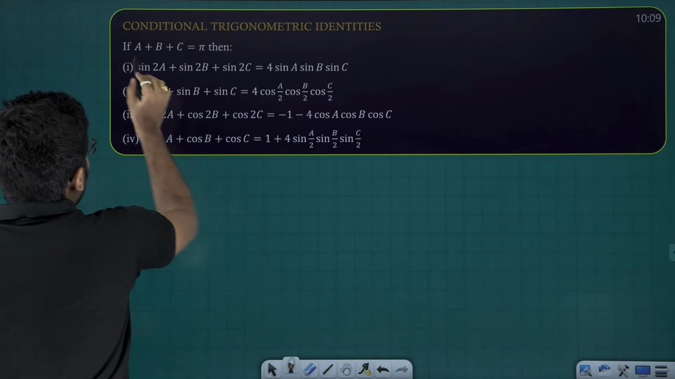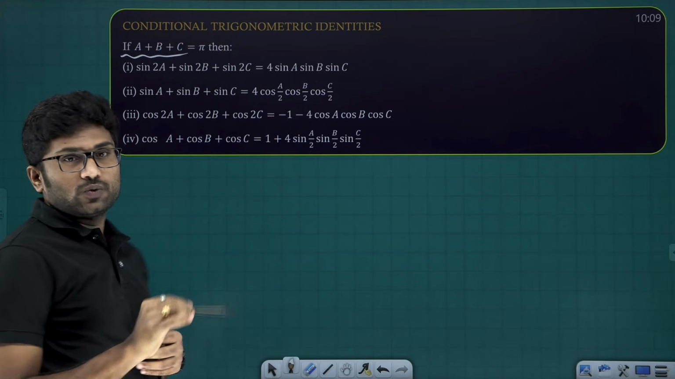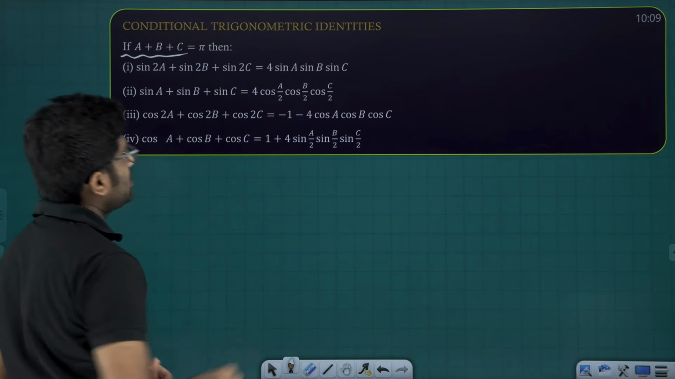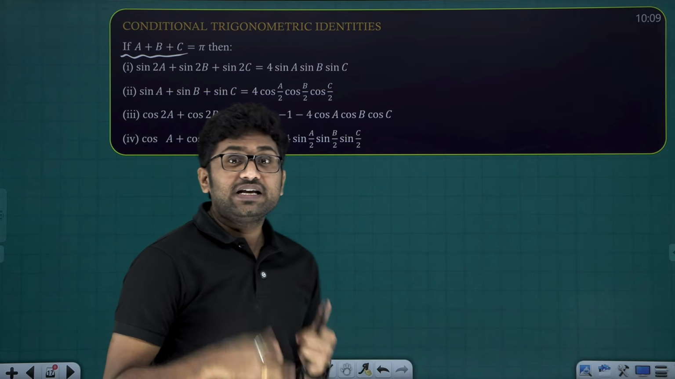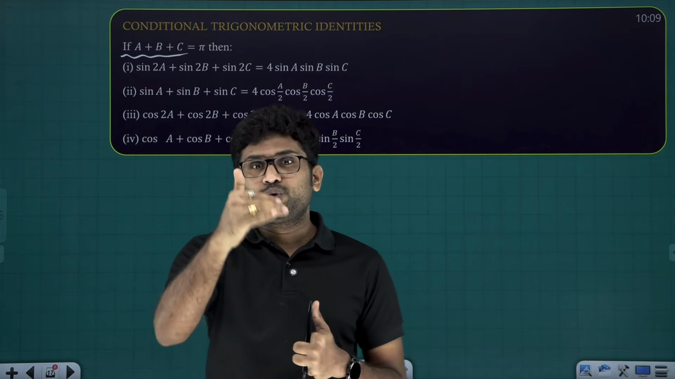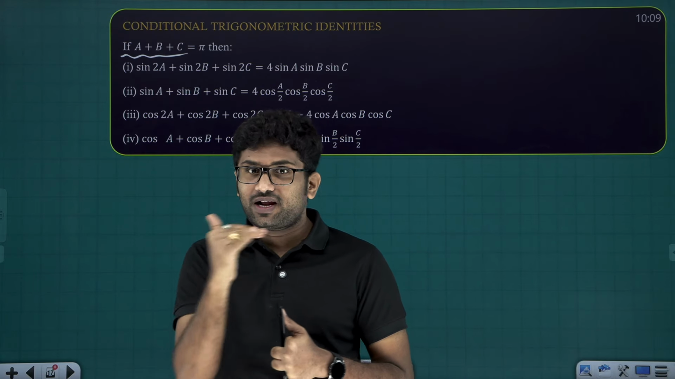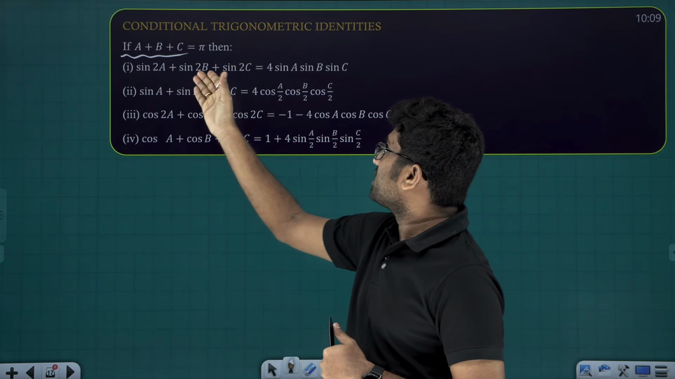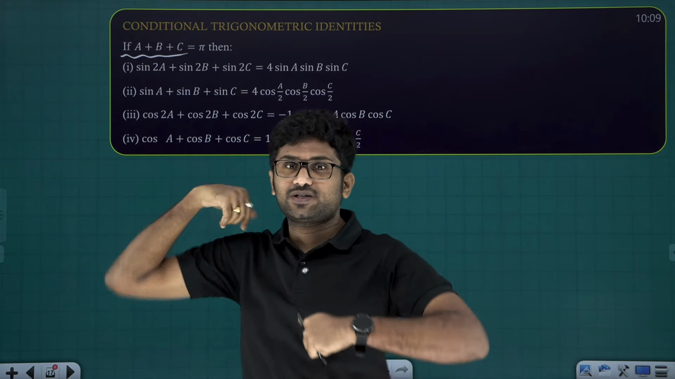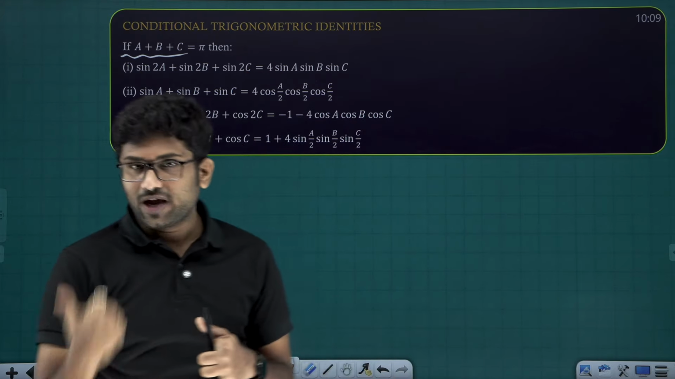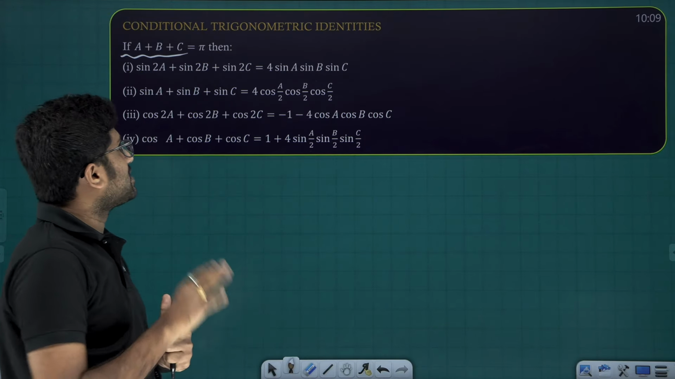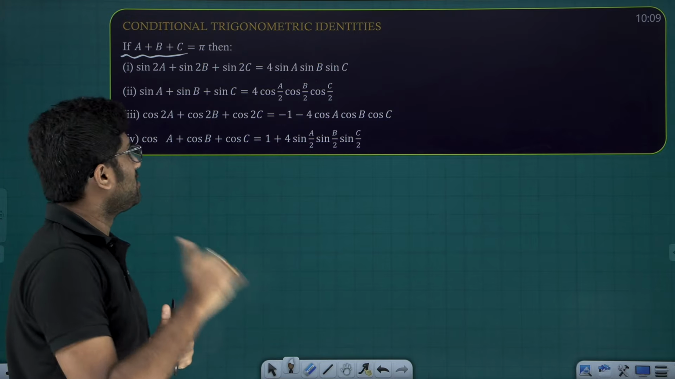So, if a plus b plus c is equal to pi, then sin 2a plus sin 2b plus sin 2c is equal to 4 sin a sin b sin c. In grade 11, we might have proved these as long answer type questions. We had to prove sin 2a plus sin 2b plus sin 2c is equal to 4 sin a sin b sin c if a plus b plus c is equal to pi. Yes, we have already proved it, but just remember it as a formula now. So sin 2a plus sin 2b plus sin 2c is 4 sin a sin b sin c.